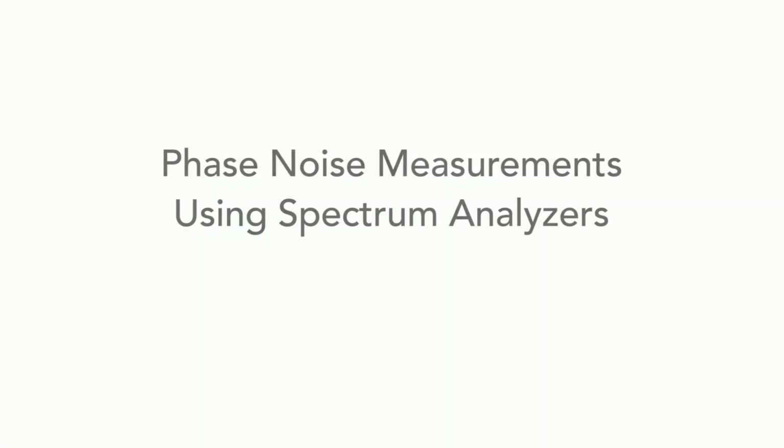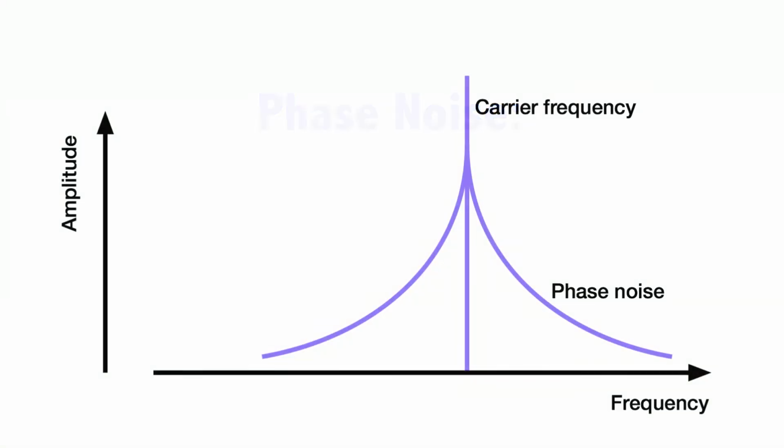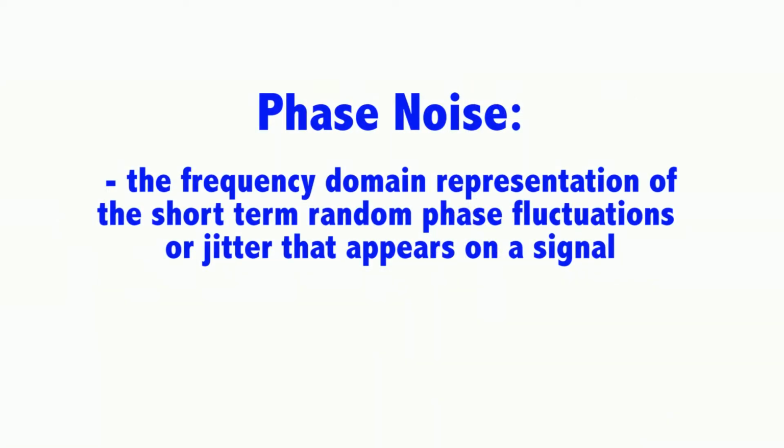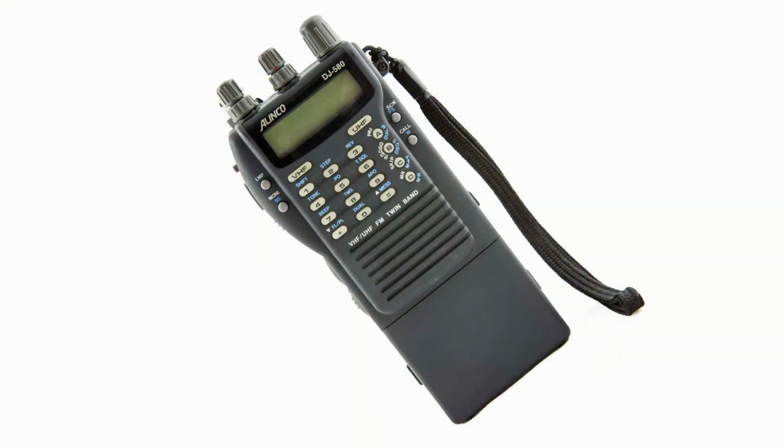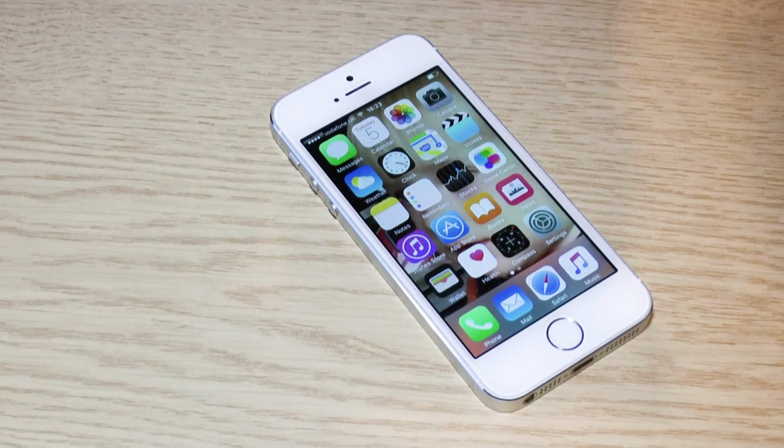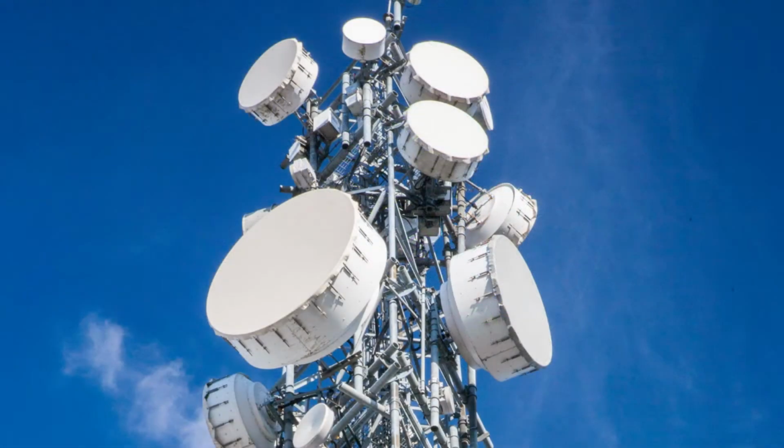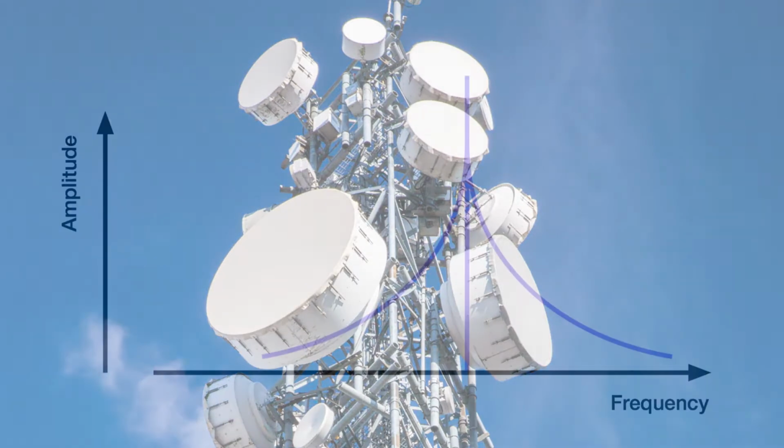Phase noise is a form of noise that's very important in many areas of RF design. It's seen as noise spreading out either side of a signal, and it occurs as a result of small phase perturbations or phase jitter on signals. It's important because it affects circuits and systems, everything from small communications radios to mobile phones, Wi-Fi routers, and right up to large telecommunications systems.